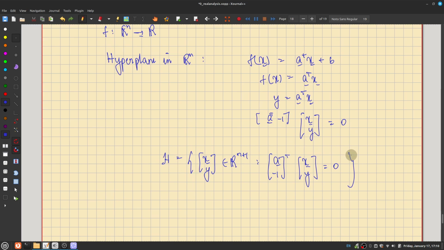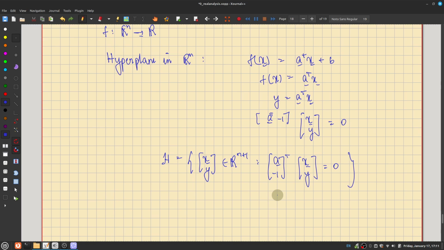So what is the dimension of this particular subspace? It's the right null space of this matrix. What is the rank of this? 1. What is the number of columns? n plus 1. So it's n plus 1 minus 1, an n-dimensional subspace in R n plus 1. If you have a function from R2 to R, then this is going to be a two-dimensional subspace in R3. And what is a two-dimensional subspace in R3? It's a plane passing through the origin.